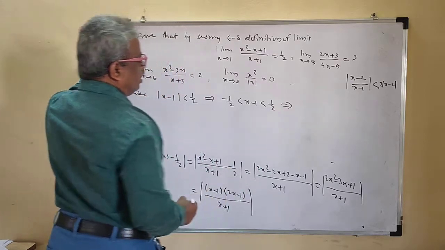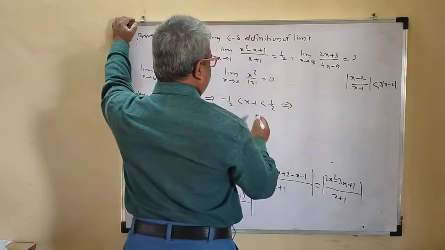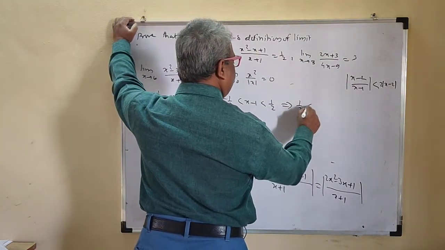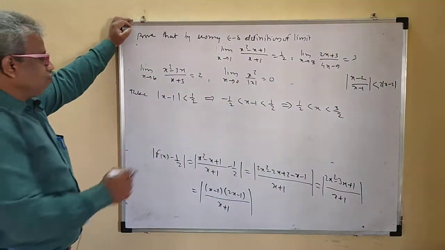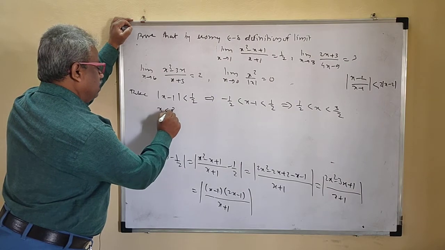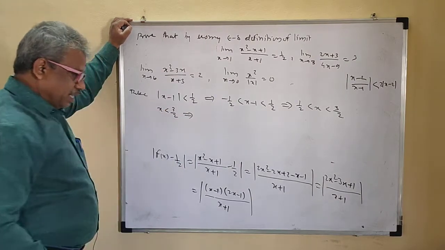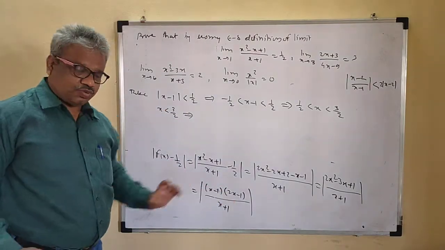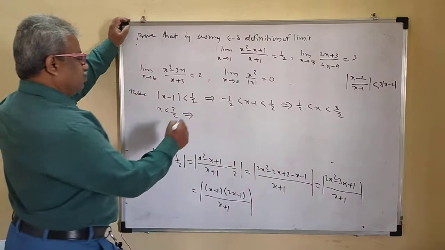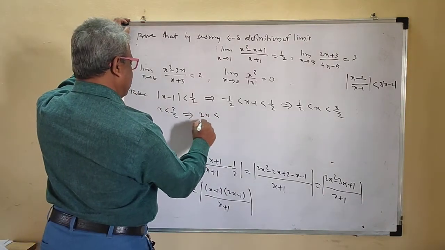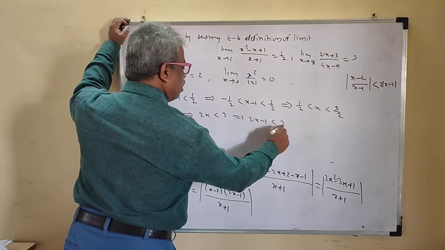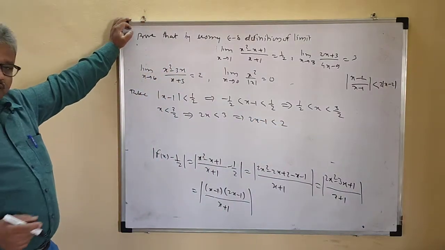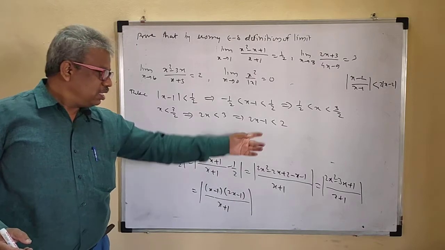And this implies, what is the range of x now? So you have to add 1. Then 1/2 is less than x, which is less than 3/2. So x is less than 3/2. Now we'll make 2x − 1. So 2x is less than 3. This implies that 2x − 1 is less than 2.